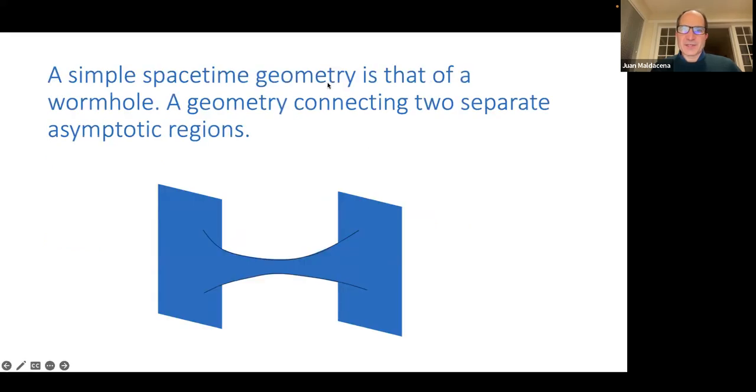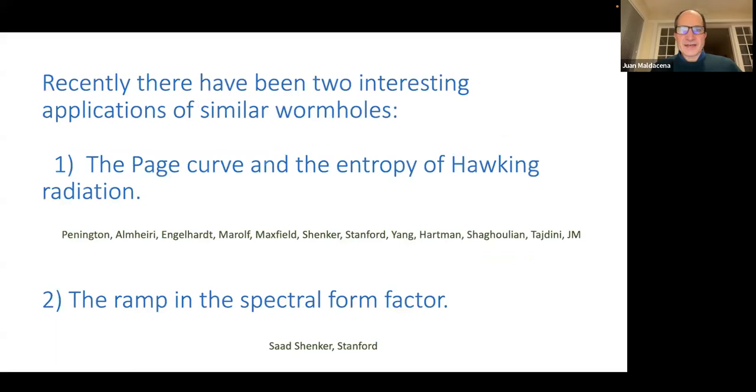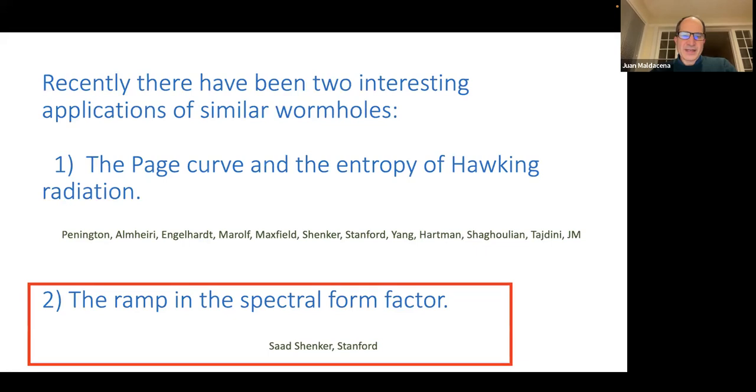A simple space-time geometry is that of a wormhole, so it connects two separate asymptotic regions, as you probably have heard. Now, such wormholes have long raised some puzzles, and a proposed resolution involving averages of coupling constants was discussed in the 80s. Recently there have been two very interesting applications of this type of wormholes. One was for calculating the Page curve and the entropy of Hawking radiation. And the second one is calculating the ramp in the spectral form factor. So this talk will be about this second type of wormhole.